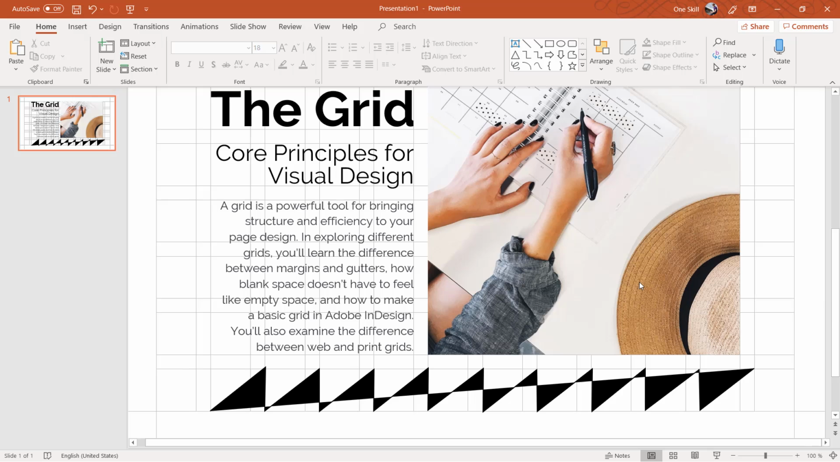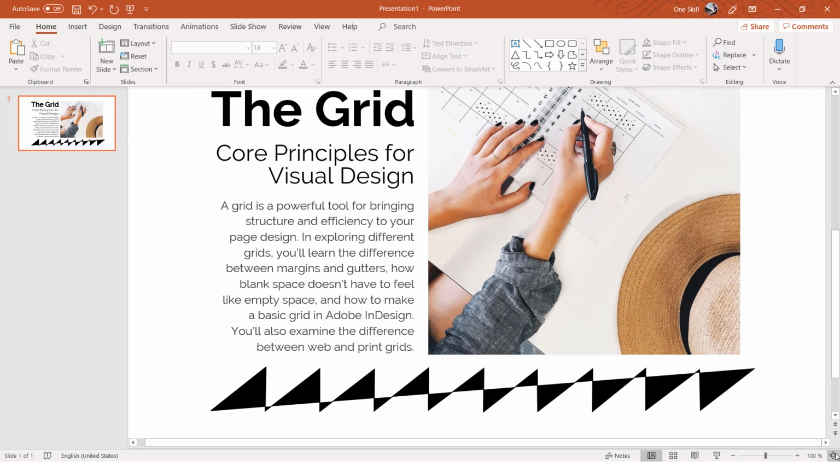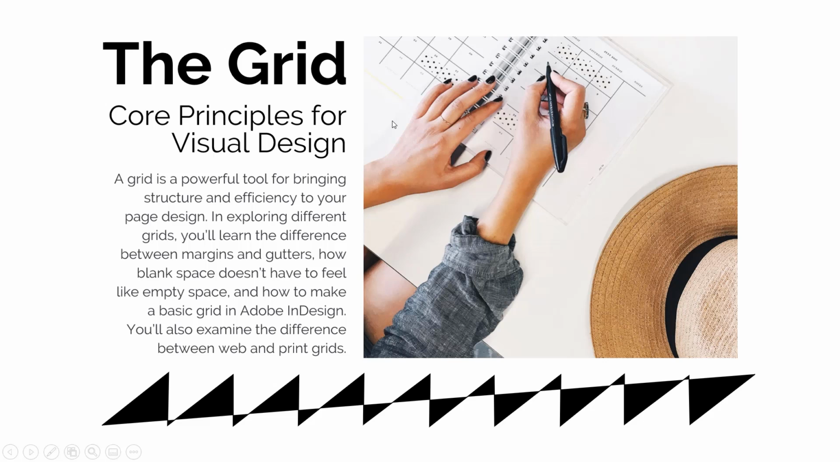And we can go to the selection pane. We can click on the eyeball icon to hide the grid. Zoom out so that we can see our whole slide. And voila, ladies and gentlemen, this is how you can create the grid first of all, and after that, how you can use the grid to create a perfectly balanced slide layout.